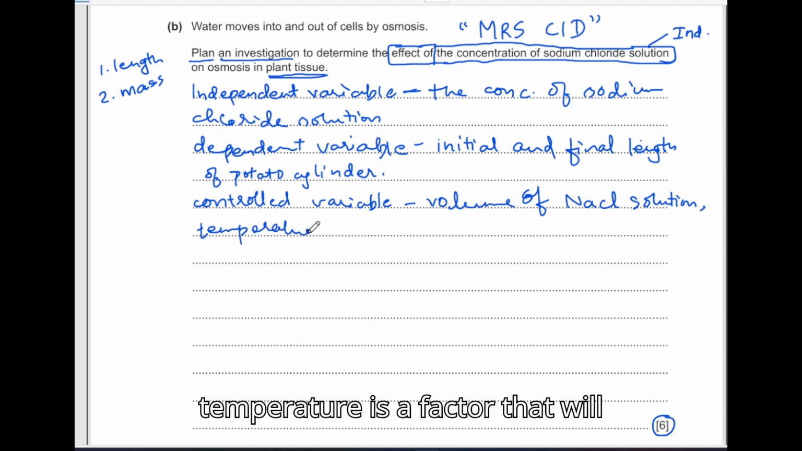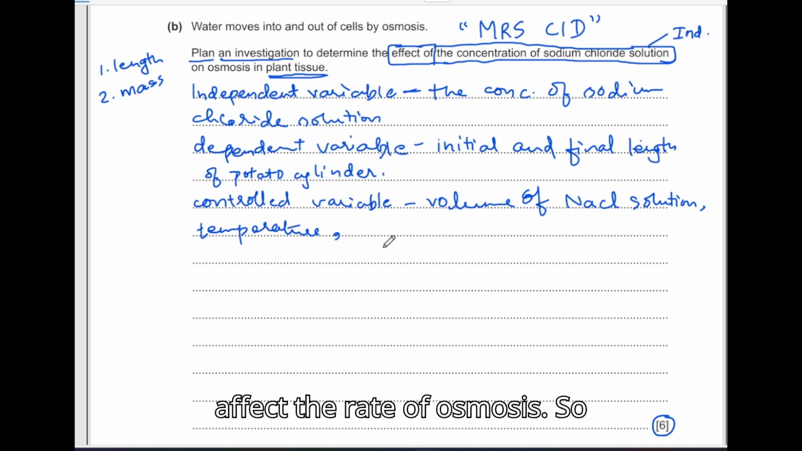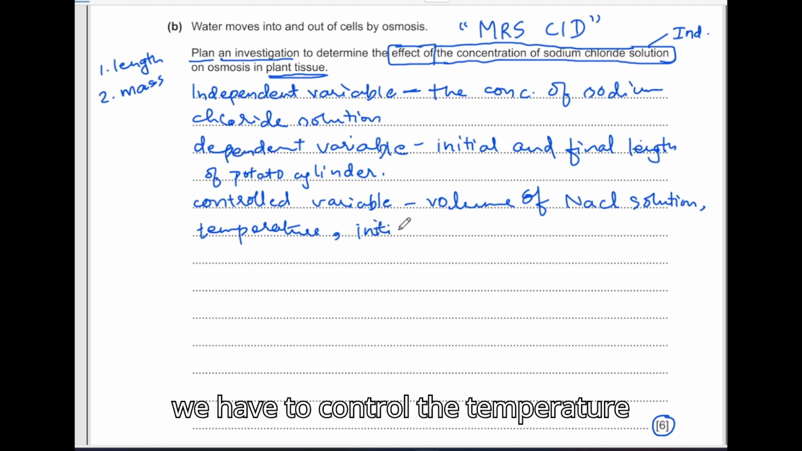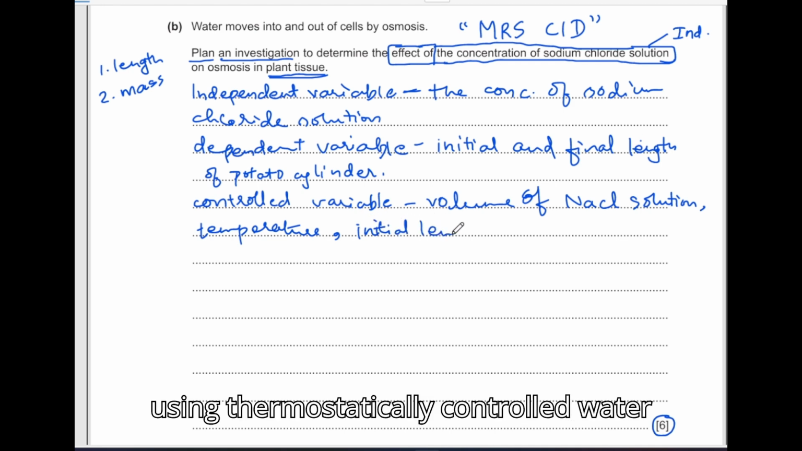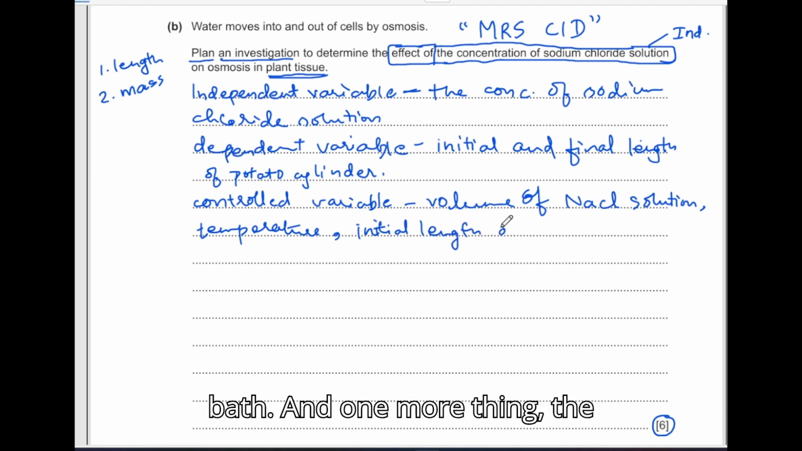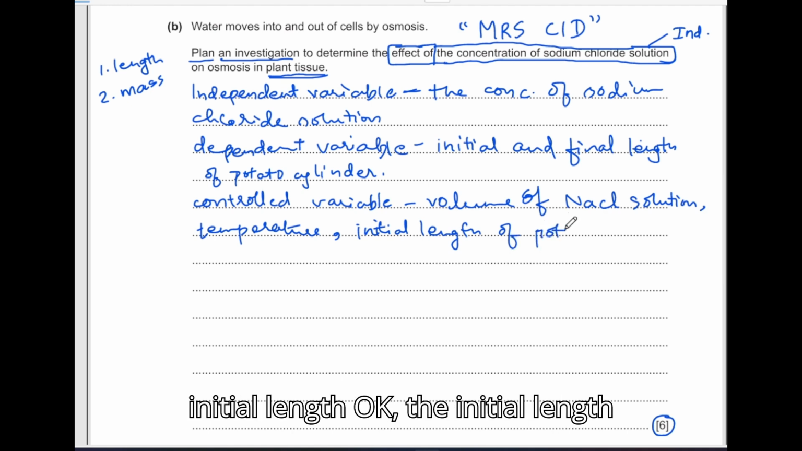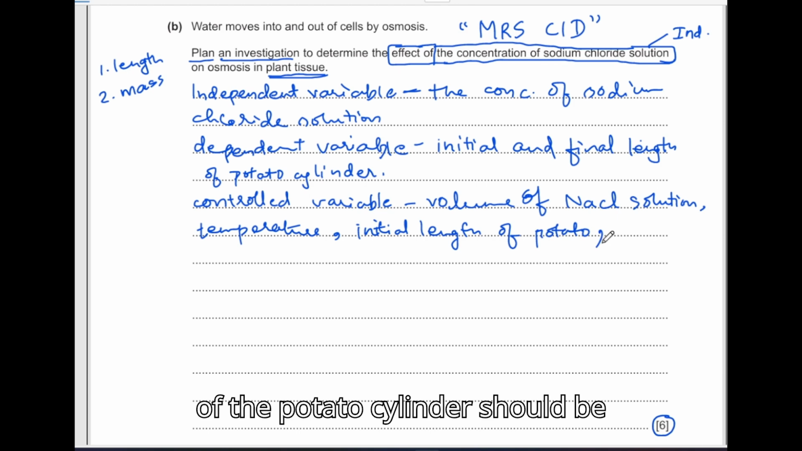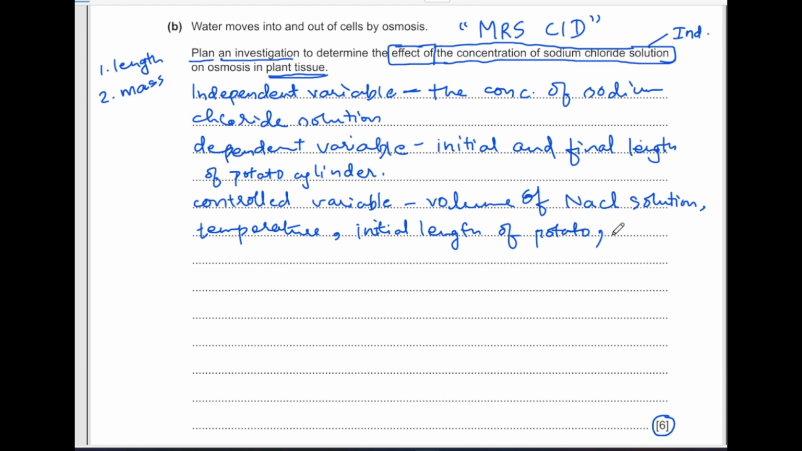Then temperature is a factor that will affect the rate of osmosis. So we have to control the temperature using a thermostatically controlled water bath. And one more thing, the initial length. The initial length of the potato cylinder should be the same.